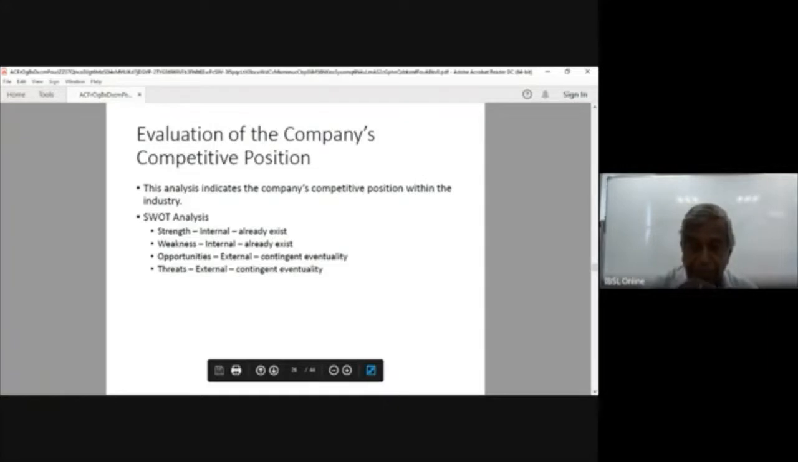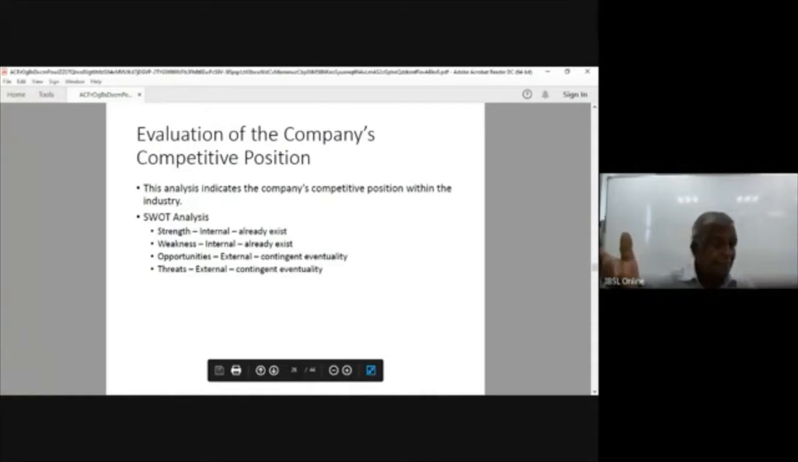Strength of the customer. This is internal to your customer's company. Already exists. The company already has it. The strength of the company, you have to do the analysis. Weakness, that also is internal to the company. Already the company has it. So the strengths and weaknesses of the company, which already the company has, you have to do the analysis and see. Then the opportunities the company is getting.